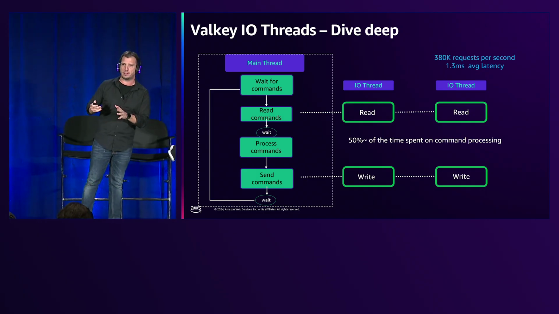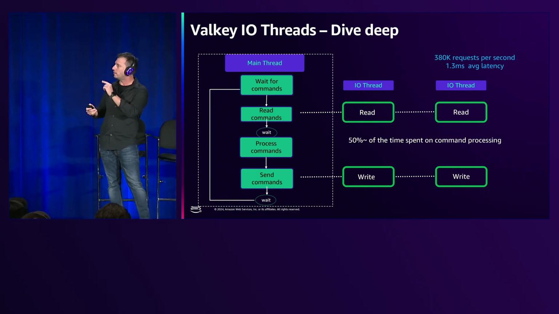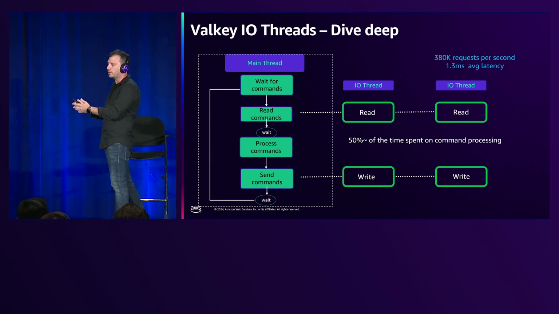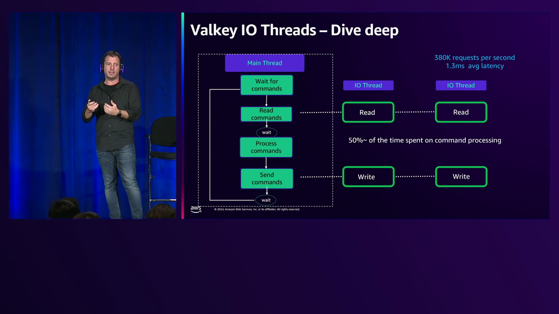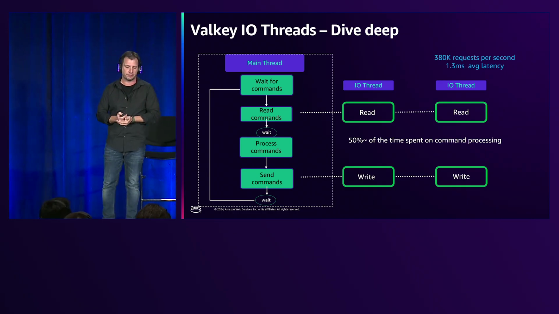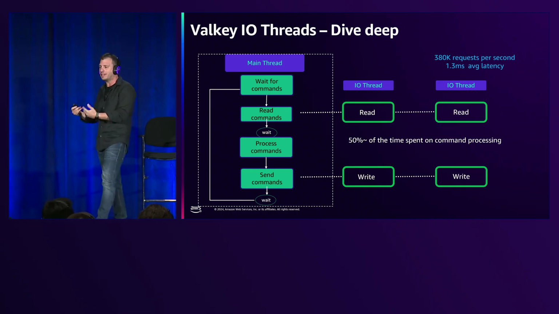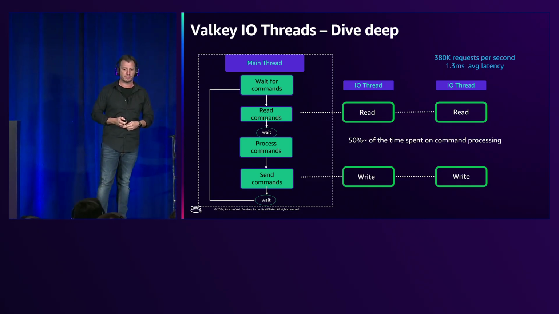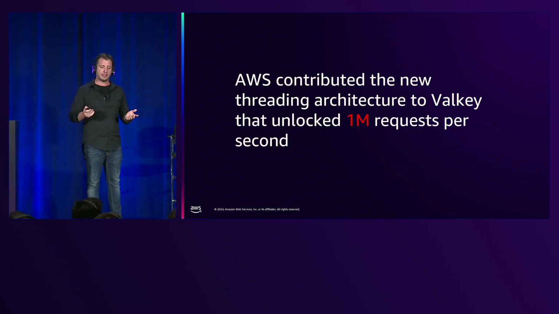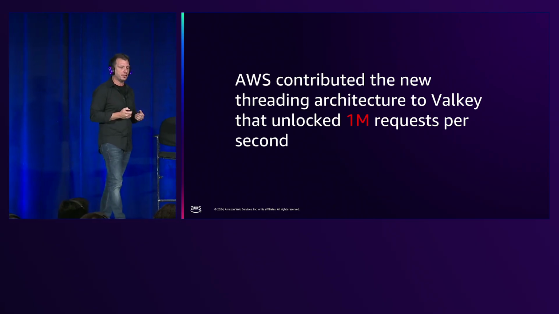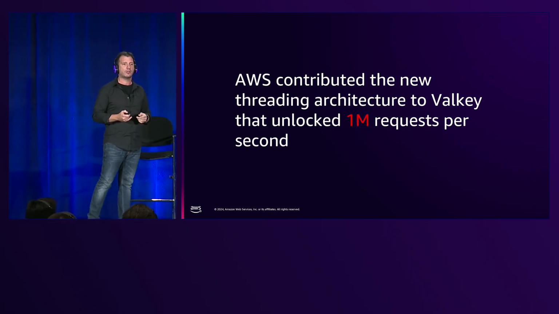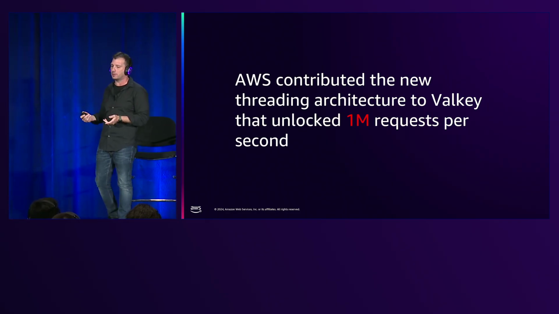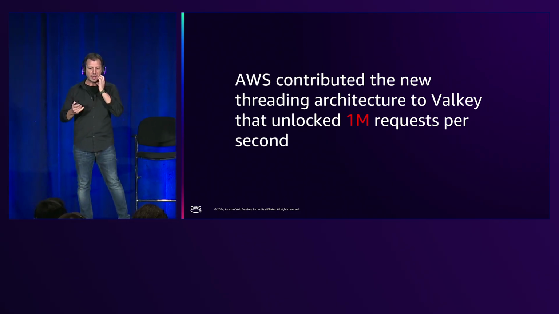There are other problems in this architecture. You see the wait in the diagram. The wait means that every time we are offloading the I/O, the main thread is idle and just waiting for them to finish. So there we have actually extra time that we can spend to improve the performance. So this year, AWS contributed the new threading architecture for Valkey to unlock 1 million requests per second for a single instance. This is an amazing contribution, and we do that through 3 major aspects.